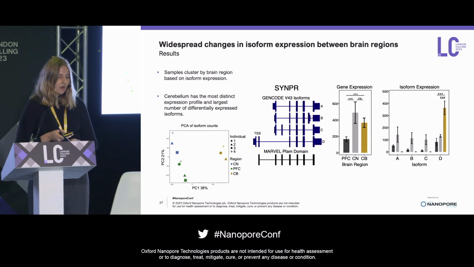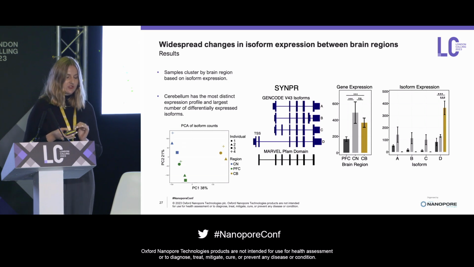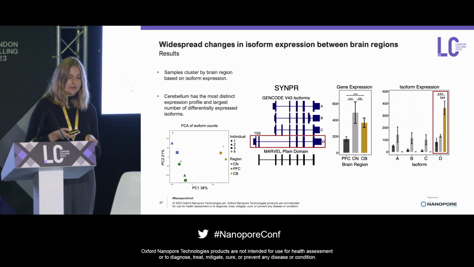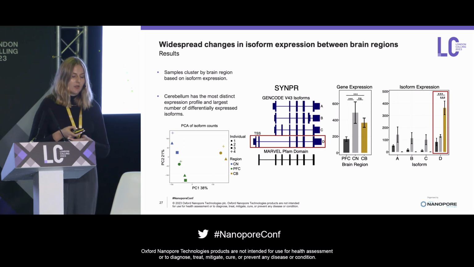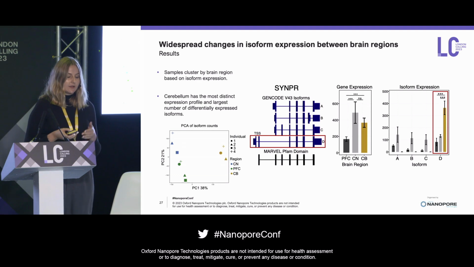To illustrate an example of a brain region-specific isoform upregulation, I'll use the SYNPR gene in our data. We found 4 isoforms for this gene, and overall gene expression was highest in caudate nucleus. We can see in the isoform expression plot on the right that only one isoform, D, is contributing to the total gene expression profile in the cerebellum. Whereas for the other brain regions, we get expression of all the isoforms, and it's spread out a little bit more evenly across them. This isoform D also had a different upstream protein coding exon, and so a slightly different protein domain.